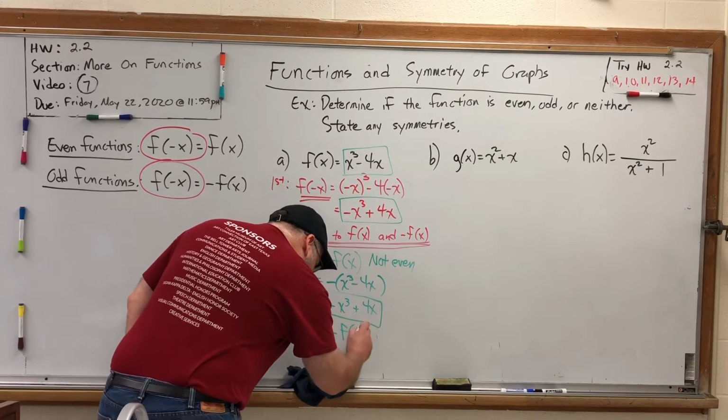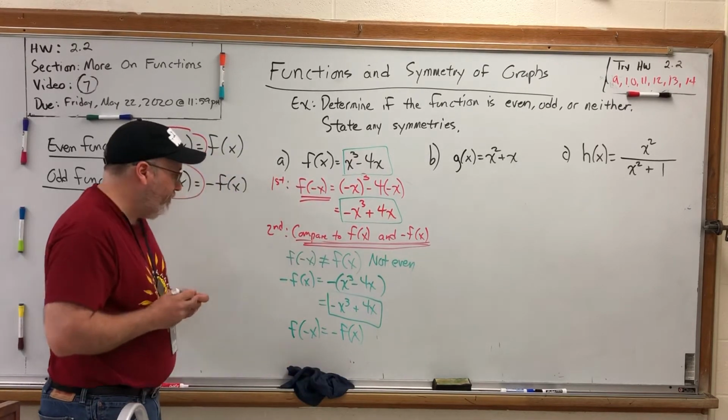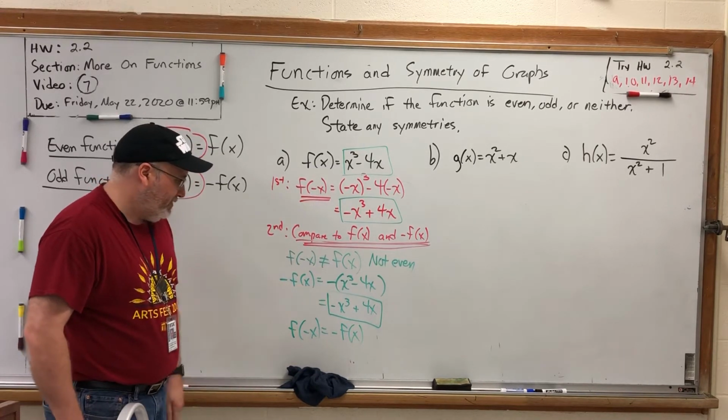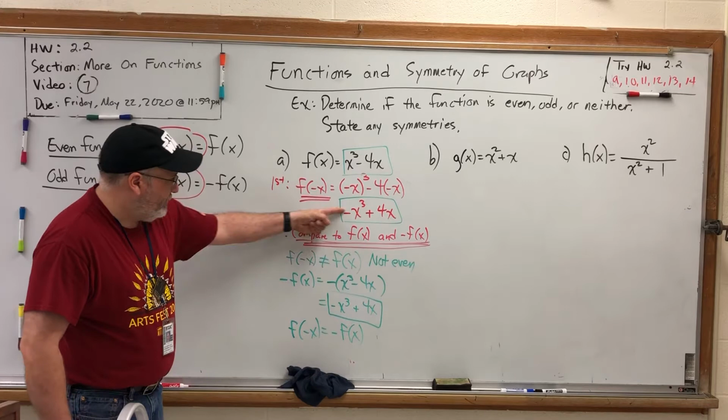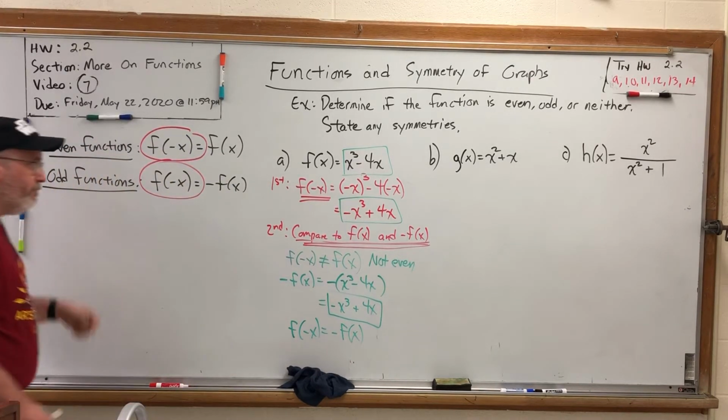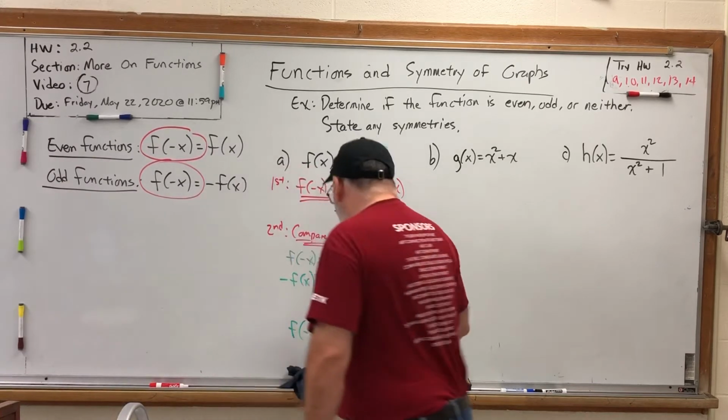I think I said that last part wrong. Let me try it again. In other words, putting in a negative gives the opposite of putting in a positive. This is equal to that. That's the definition of being an odd function. So this first function is odd.